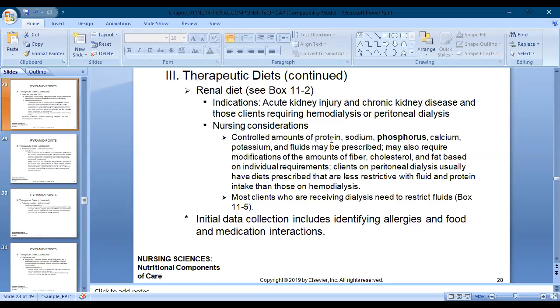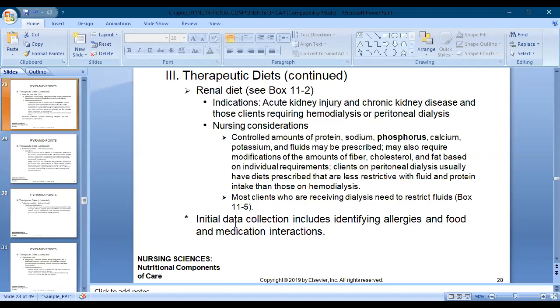I'm just going to read it because I might get confused. Control the amount of protein, sodium, phosphorus or calcium, potassium; fluid may be prescribed. It may also require modification of the amount of fiber, cholesterol, or fat. And most clients who are receiving dialysis need to restrict fluid.